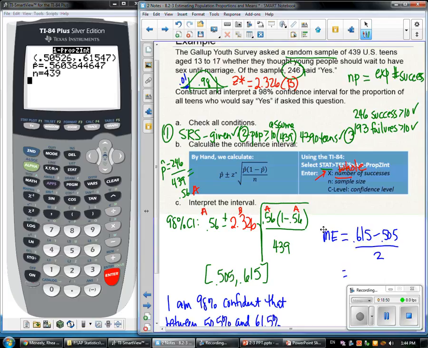So it's handy to use the calculator to construct your interval, but you still need to be able to tell me what a margin of error is. If I ask you to compute a standard error, you should be able to do that too. So don't rely totally on your calculator. Make sure you understand each part of the formula to be able to compute.